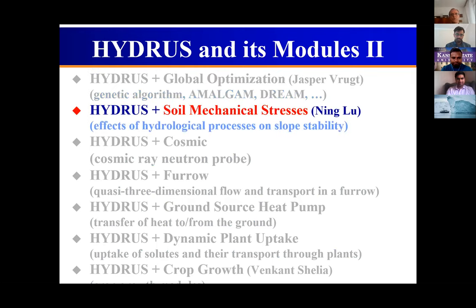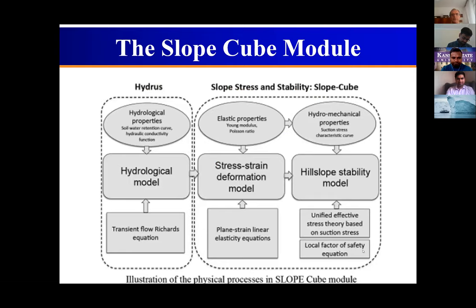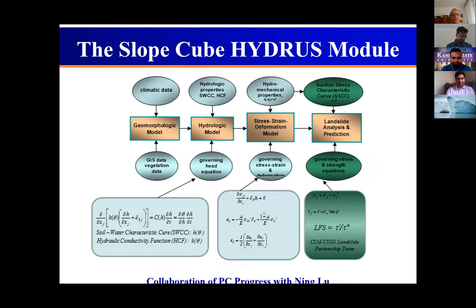There is also a module which deals with the mechanical stresses. That was developed in collaboration with Professor Ning Lu, who is a professor at Colorado School of Mines. And this module, which we call SlopeCube, deals with the hydrological and mechanical processes in the slopes, and also can evaluate stresses and slope stability. So it has three modules. We have HYDRUS for hydrological stuff, and then we have a stress-strain deformation model, which calculates the stresses. And finally, we also calculate the stability and stability coefficients, et cetera. Here I give some equations, but again, I will not go into details. I just want to mention these modules. And if you are interested in that, you can find the information at the HYDRUS website.